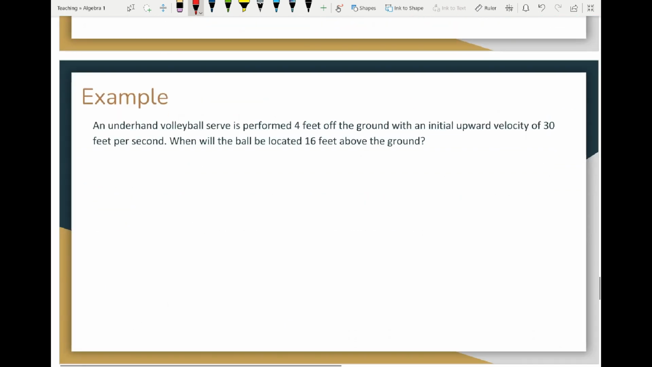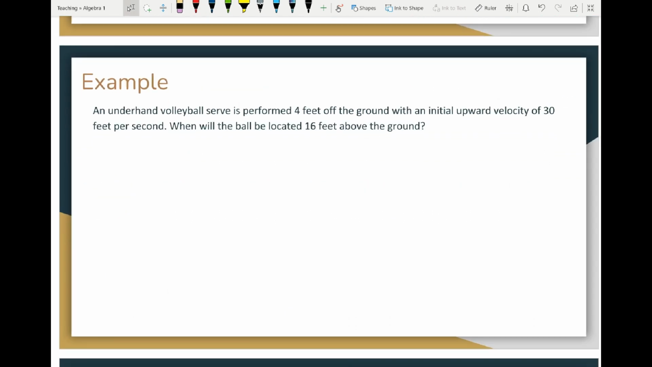Okay, let's look at another example. An underhand volleyball serve is performed 4 feet off the ground with an initial upward velocity of 30 feet per second. When will the ball be located 16 feet above the ground? So let's take a look at this. We have 4 feet off the ground being our initial height, so that would be s equals 4. Initial upward velocity of 30, so that is v equals 30 feet per second. And we want to know when the height is going to be 16 feet above the ground. So we want to know what value of t is going to make that 16.